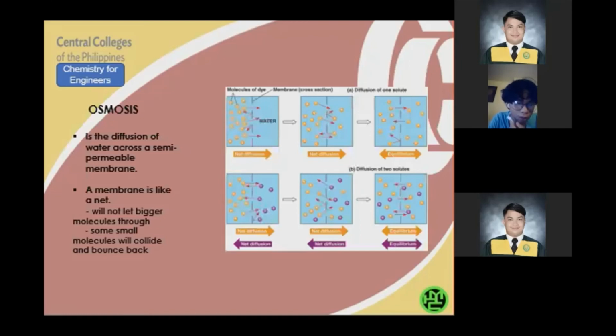Osmosis. What is osmosis? Osmosis is a movement of water. Osmosis is the diffusion of water across a semi-permeable membrane. A membrane is like a net, will not let bigger molecules through, and some small molecules will collide and bounce back.